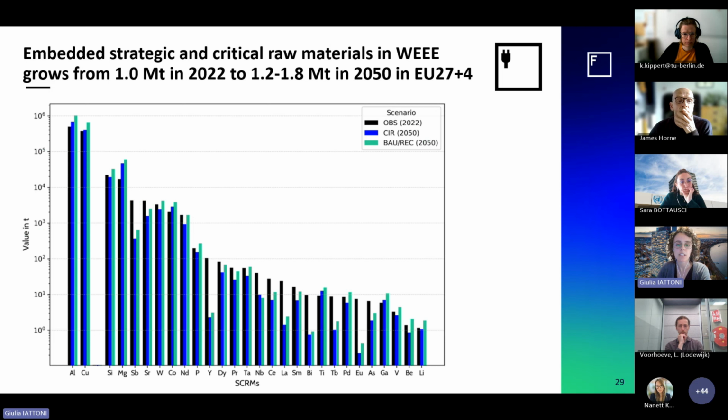The total WEEE generated in 2022 contained 28 strategic and critical raw materials, each present in quantities above 1 ton. And this equated to 1 million tons of critical raw materials in total present in the WEEE generated in 2022, which is projected to grow to between 1.2 and 1.8 million tons by 2050, with the most abundant elements being aluminium, copper, silicon, and magnesium.